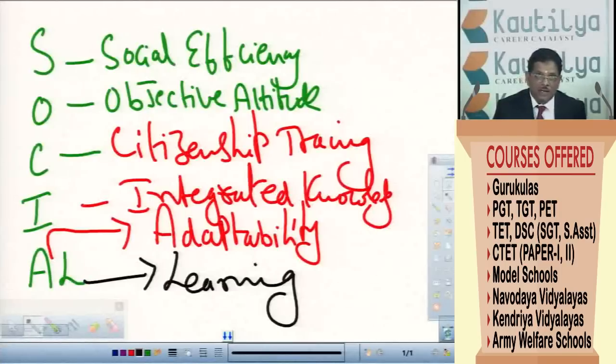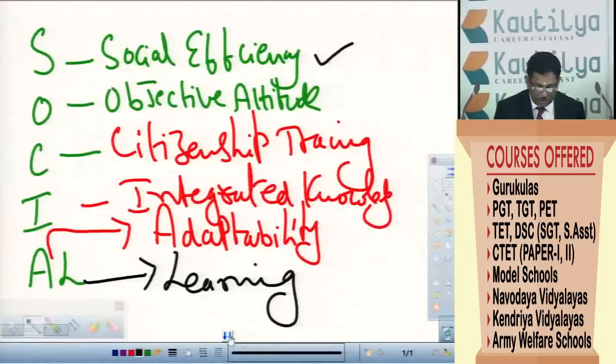In social, S stands for social efficiency, O stands for objective attitude, C stands for good citizenship training, I stands for integrated knowledge. That means all knowledge which includes the factors of family, society, nation and state. A stands for adaptability and L stands for learning. These all are the abbreviations for the letters in the word social.